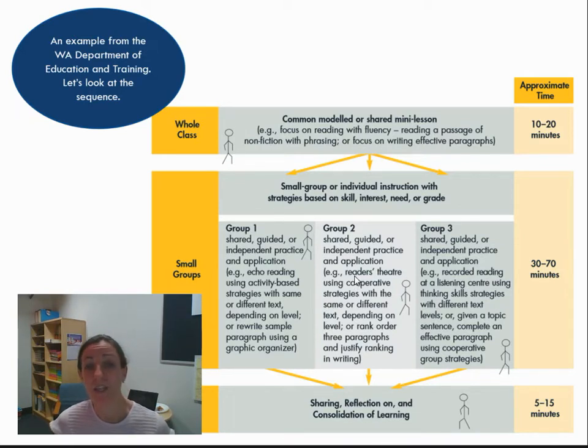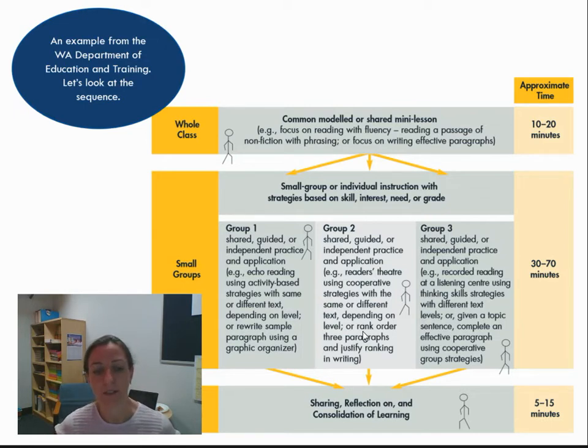Group 2 might engage in something like readers' theatre, or depending again on the level of students, what they might be able to cope with in a shared or independent time. They might be able to rank and order 3 different paragraphs and discuss as a group why they've put the paragraphs in that order. Group 3, it might be a recorded reading at a listening centre using thinking skills and strategies with different levels, or given a topic sentence, they might need to complete a paragraph using cooperative group strategies.